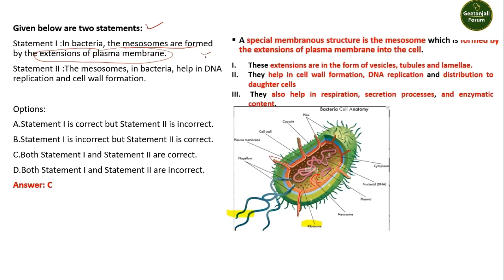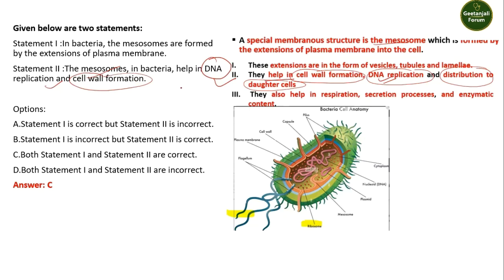And the second statement, mesosome in bacteria help in DNA replication and cell wall formation. So I have taught you that mesosomes help in respiration, secretion process and enzymatic content. Also, mesosomes help in cell wall formation, DNA replication and distribution to daughter cells. And in the question it has been asked, mesosomes help in DNA replication and cell wall formation. So you can see here, they help in DNA replication and cell wall formation. It means the first statement is correct. Also the second statement is also correct. So answer is option C. Both statement 1 and statement 2 are correct.